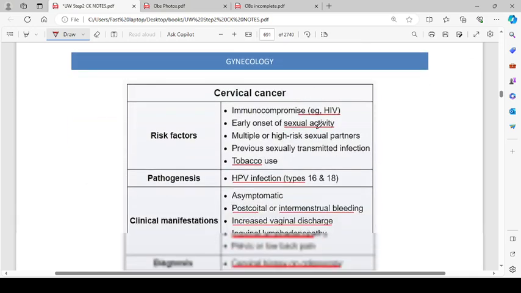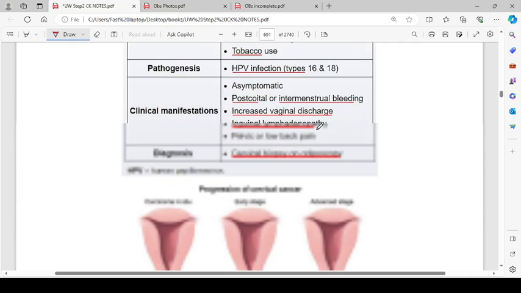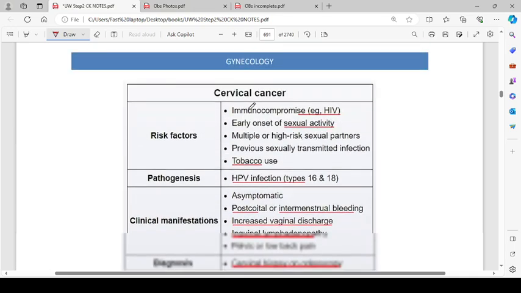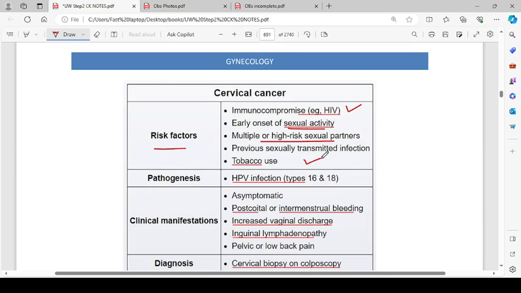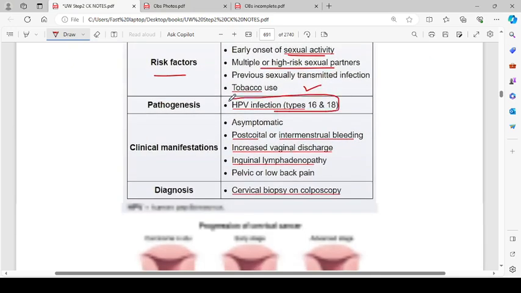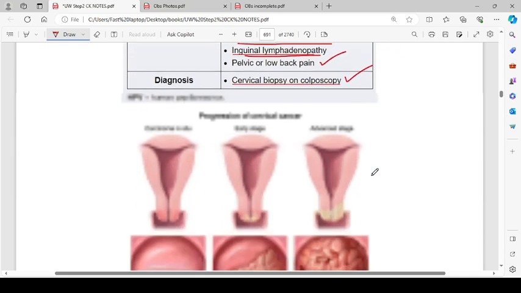Then this is another table, pretty much the same table about cervical cancer. So the risk factors are immunocompromised, early onset sexual activity, multiple high risk sexual partners, previous sexually transmitted infection and tobacco use. Pathogenesis is types 16 and 18. Clinical manifestations are mostly asymptomatic, but postcoital or intermenstrual bleeding, increased vaginal discharge, inguinal lymphadenopathy, pelvic or low back pain, and diagnosis is cervical biopsy or colposcopy.